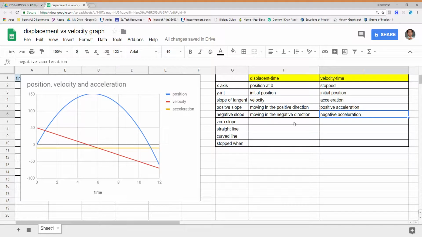Okay. Here, a zero slope for the displacement graph. Well, zero slope occurs right at the very top here, and that happens basically when it stopped moving. And here, a zero slope here means that there's no velocity, right? I mean, there's no acceleration. Okay, that means like every now and then we might have a velocity line that's just horizontal with a zero slope. That means a constant velocity.